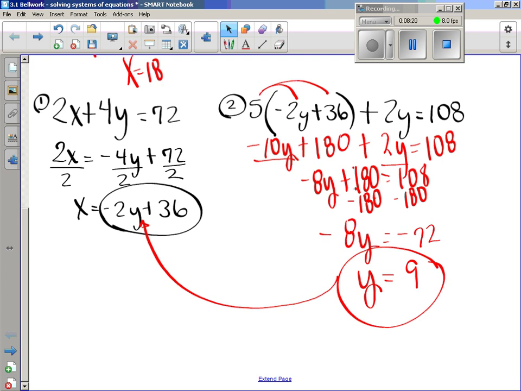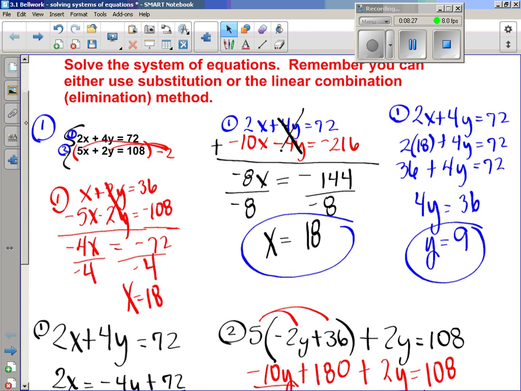And you can pick any equation and solve for any variable if you're going to do substitution. The one thing you want to be careful about, though, is if, for example, I were going to choose equation 2 and solve for x, if I divide by 5, I'm going to end up with some ugly fractions. So you always want to try to solve for a variable that either has a 1 coefficient in front of it, or where when you solve for it, you don't end up with fractions.